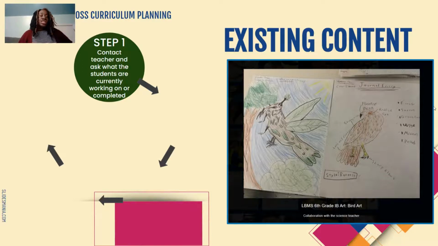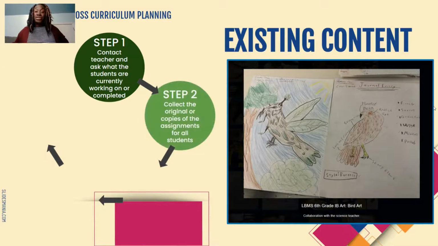So the first thing you're going to do is contact the teacher and ask that teacher what the students are currently working on or what they've completed. So you'll be using work that that teacher has graded already. And then you're going to collect the originals or get copies of the assignments from those students. Usually the teacher is going to give you those assignments.